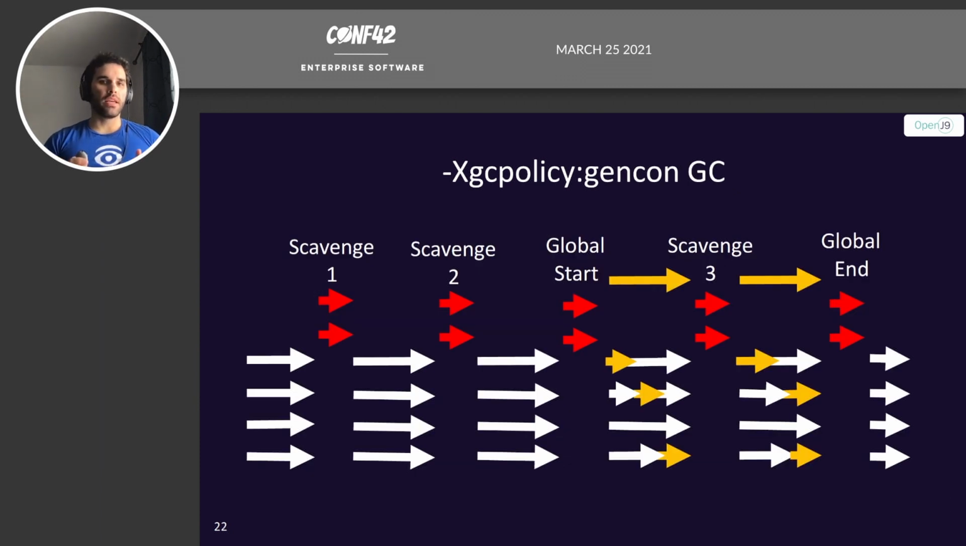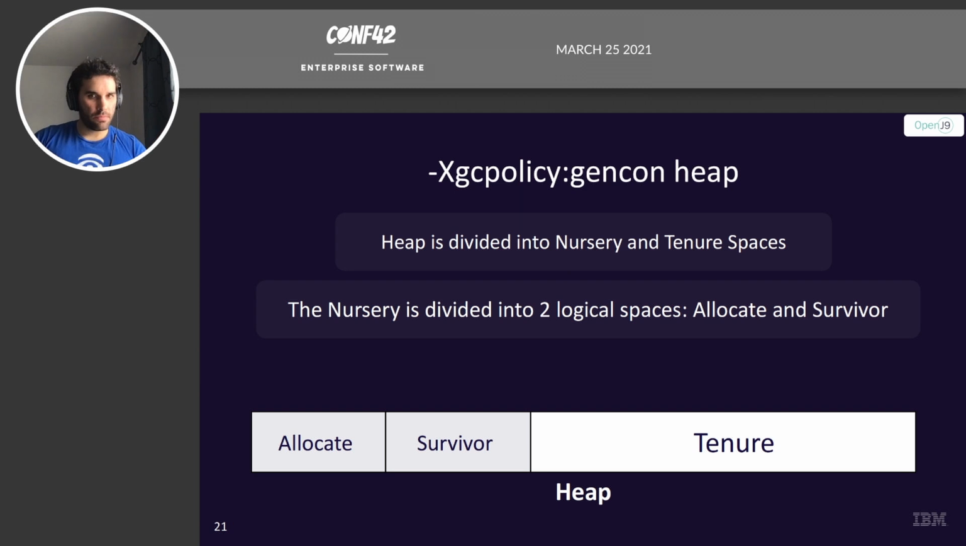This is how it behaves, though don't panic. So again, the white arrows represent the application threads and red the GC threads. Scavenge here represents a copy collector. So what is a copy collector? A copy collector means it's copying objects from one space to the next. So it's copying objects from allocate to survivor.